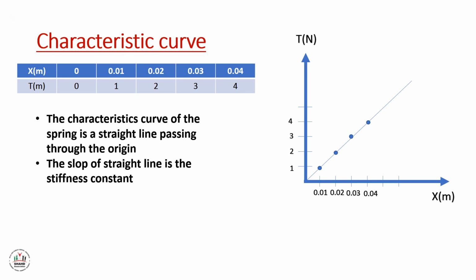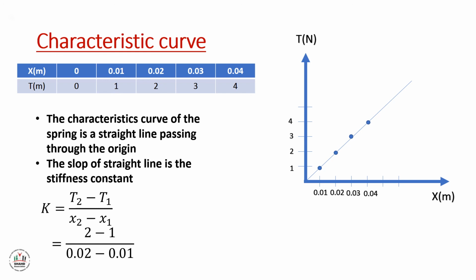We can calculate it by applying this rule. We pick any 2 points and we substitute. So T2 minus T1 divided by x2 minus x1. So 2 minus 1 divided by 0.02 minus 0.01, we get 100 Newton per meter.